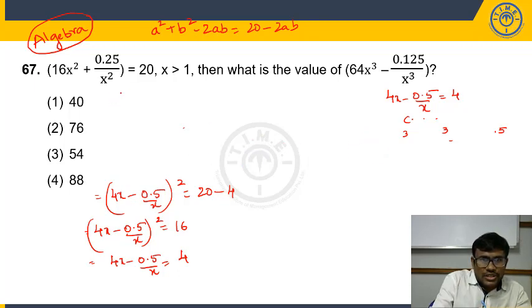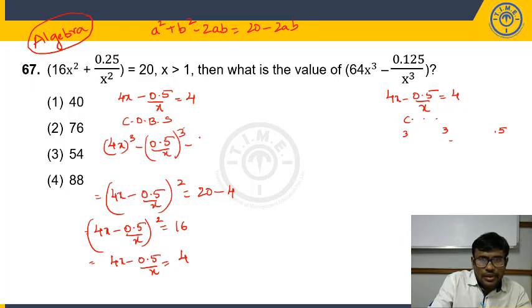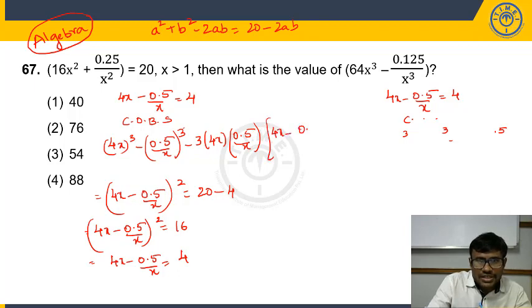So what I have, 4x minus 0.5 by x is equal to 4. Cubing on both sides. So that is a cube minus b cube minus 3ab, that is 4x into 0.5 by x, into a minus b, that is 4x minus 0.5 by x, is equal to 4 cube. Okay, next.